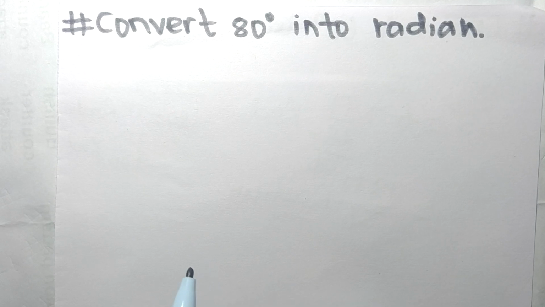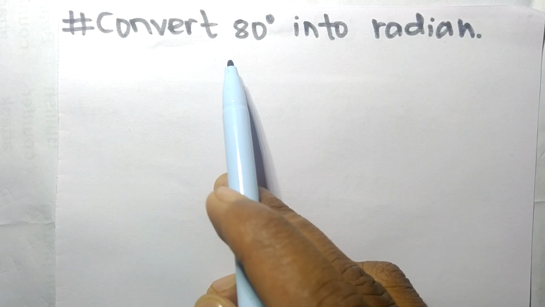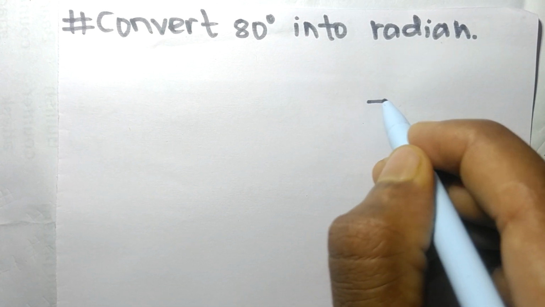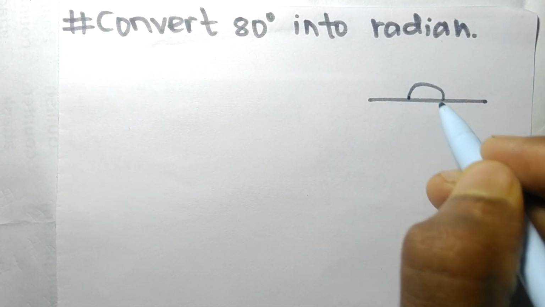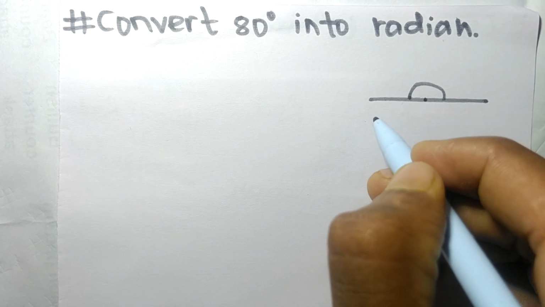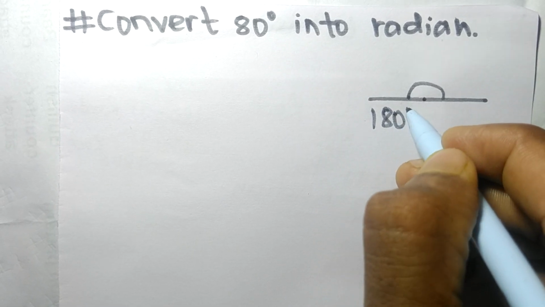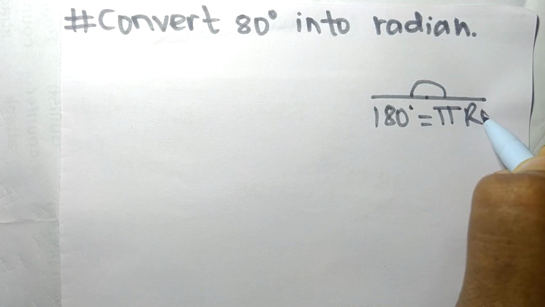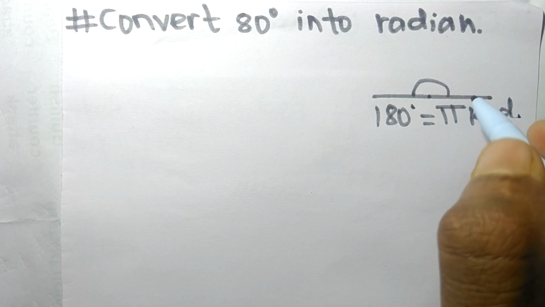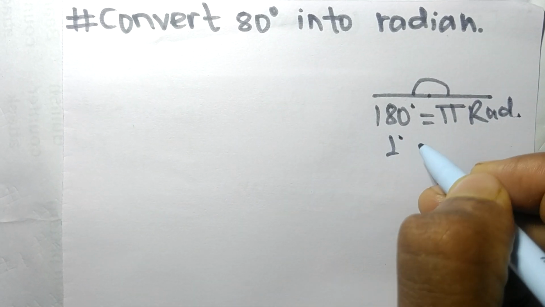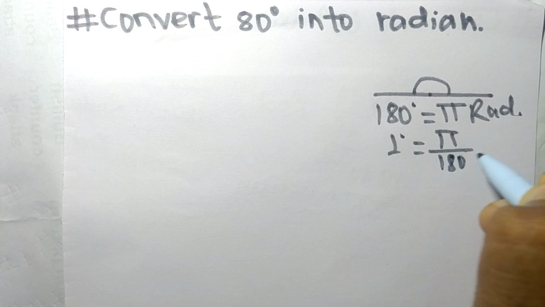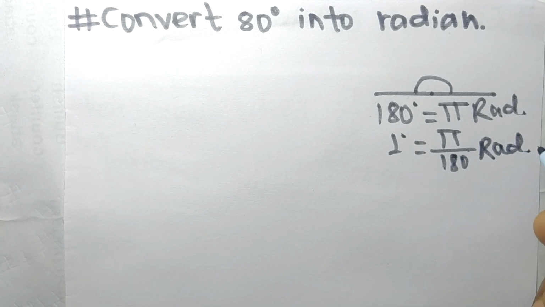So today in this video we shall convert 80° into radian. So in a straight line or in a semicircle, the sum of angles is 180° and it is equal to pi radian. So 1 degree is equal to pi by 180 radian.